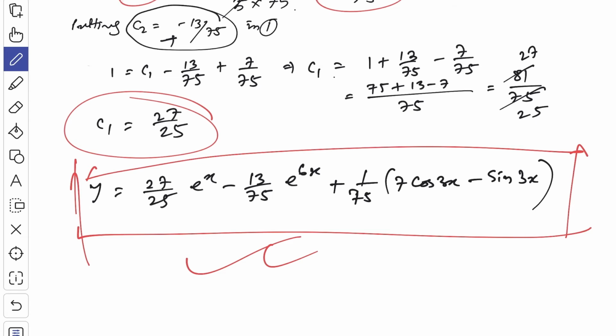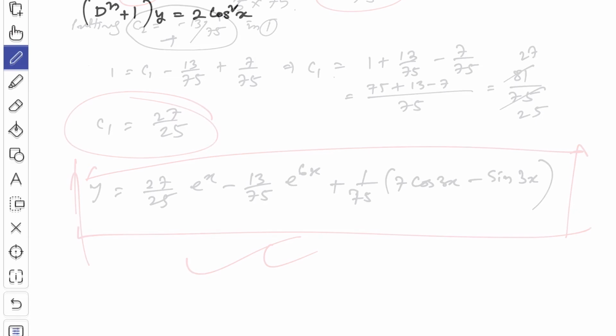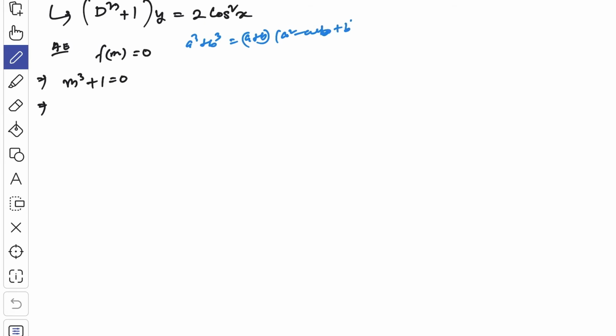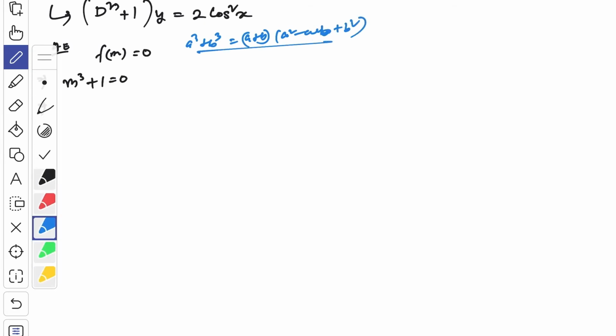So hope you have understood this. Now, this is the last differential equation we are going to solve. So here the auxiliary equation will be f of m is equal to 0, which is m cube plus 1 is equal to 0. So factorize it. In order to factorize this, we are going to use this identity, a cube plus b cube, that's equal to a plus b into a square minus ab plus b square. Let us use this identity.